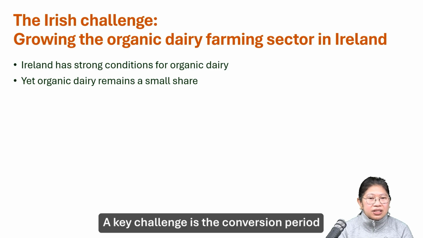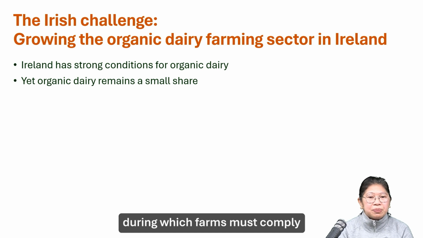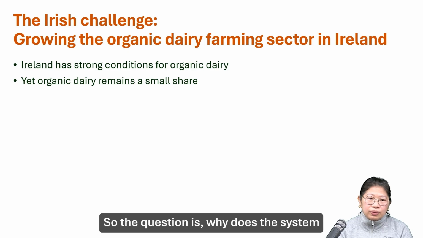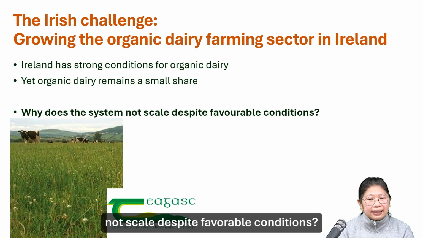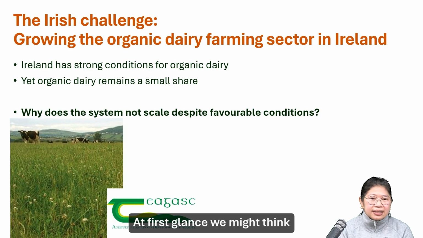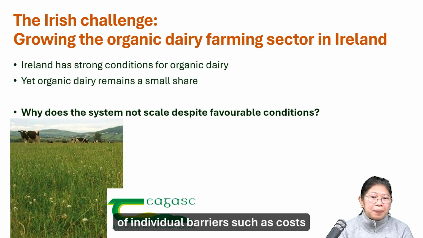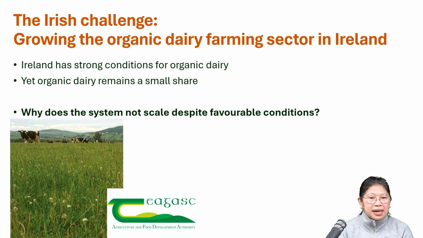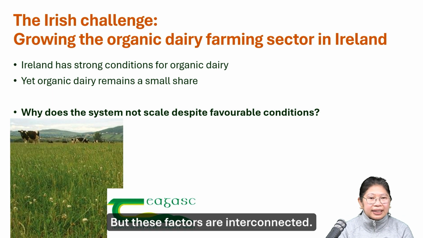A key challenge is the conversion period, during which farms must comply with organic standards but cannot yet sell their milk as organic. This creates financial risk. So, the question is, why does the system not scale despite favorable conditions? At first glance, we might think of individual barriers, such as costs, risks, or lack of knowledge. But these factors are interconnected.